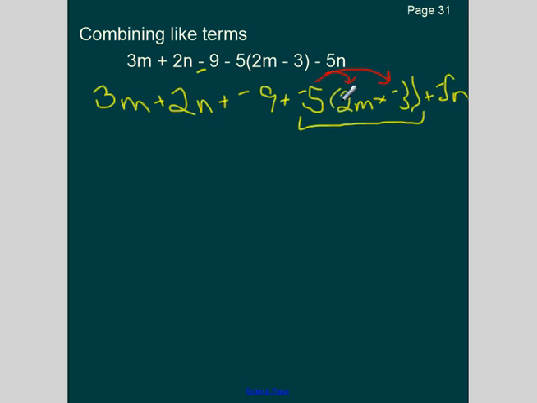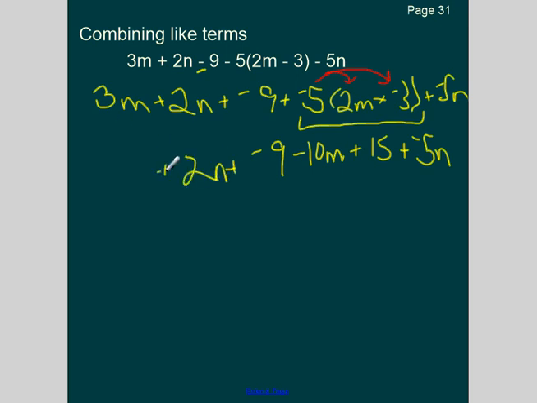So I'm going to have negative 5 times 2m. Negative 5 times 2 is negative 10. And then I'm going to keep my variable m. And then I'm going to have plus negative 5 times negative 3. A negative times a negative is a positive, so that should be plus 15. I'm going to bring down the rest of my expression. Sorry if my 5s look a little bit like S's. Bring it all down.